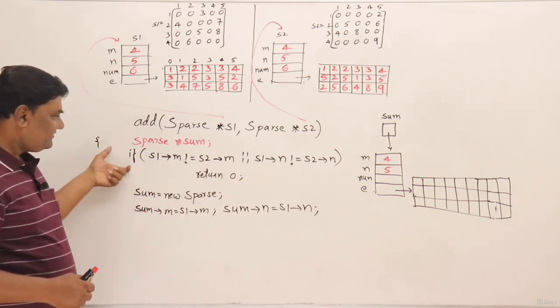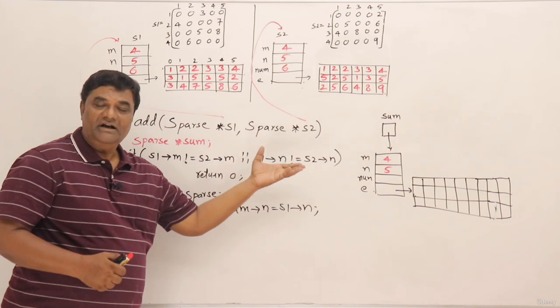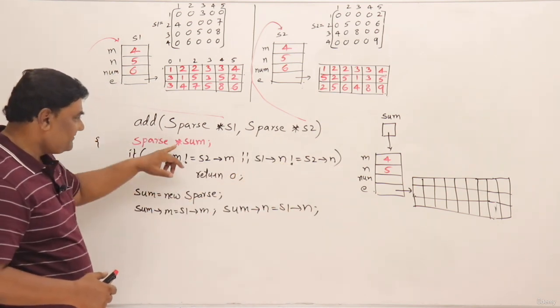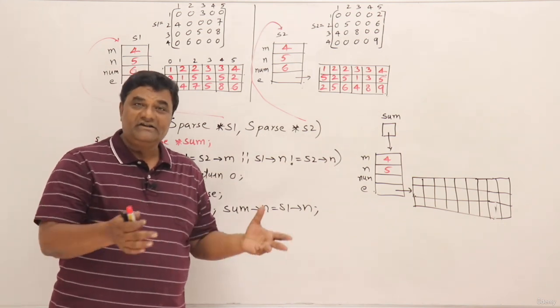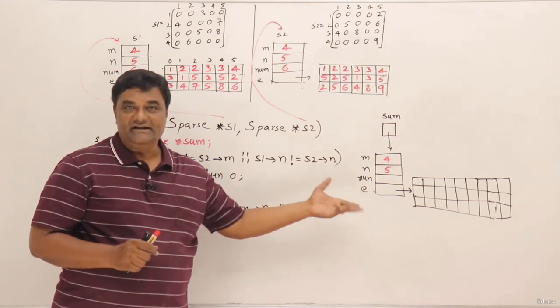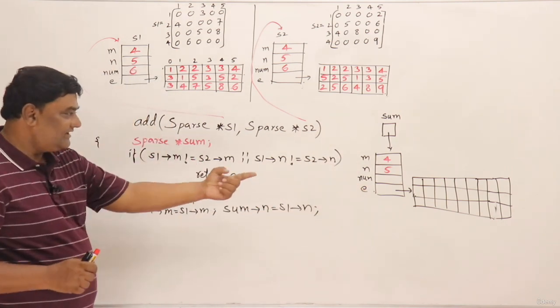This is the way to check. Then creation of a new sparse matrix is done, and we have created it in the heap. Remember this, we have created it in the heap so that it can be used anywhere in the program. If anywhere in the program you have a pointer to this one, you can access it. So I have created this in the heap, then I have filled these values.